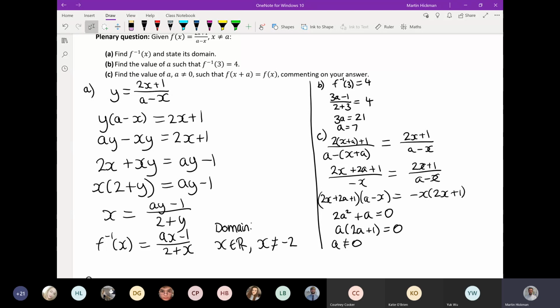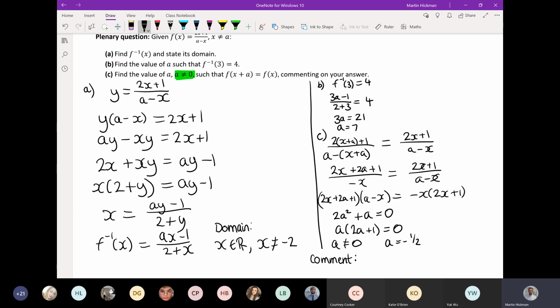a cannot be 0, as you're told in the question. So the only solution is a equals -1/2. In terms of the comment, again, I don't want to overrun because there's one extra example that we put in the notes here that's not actually in your booklet that I want to go through.